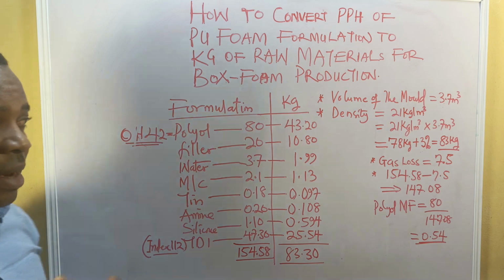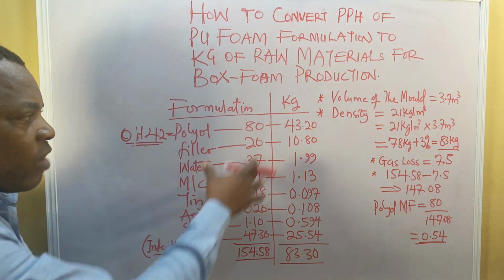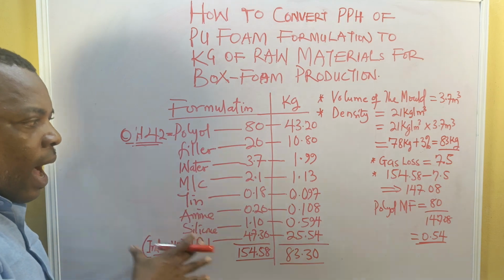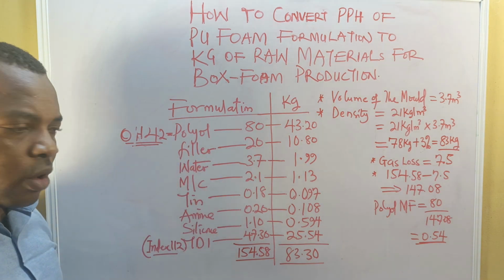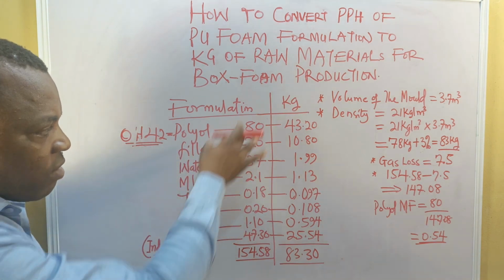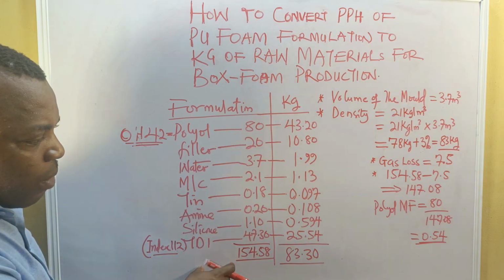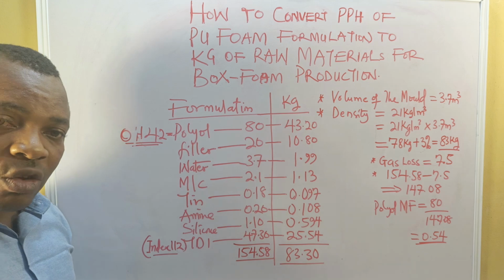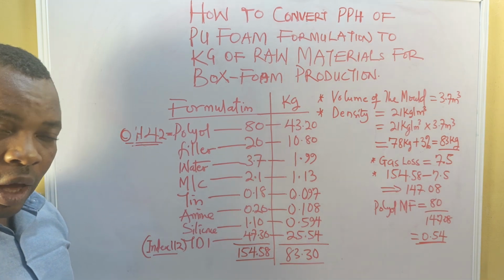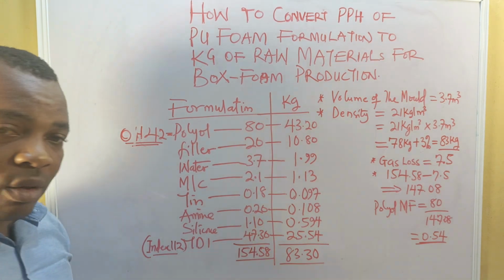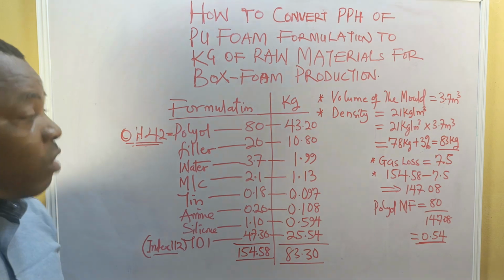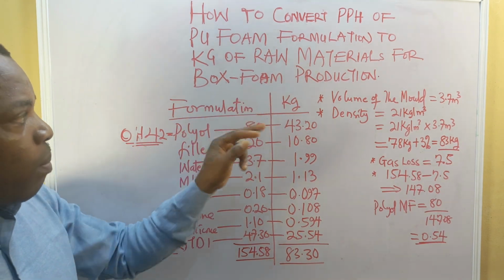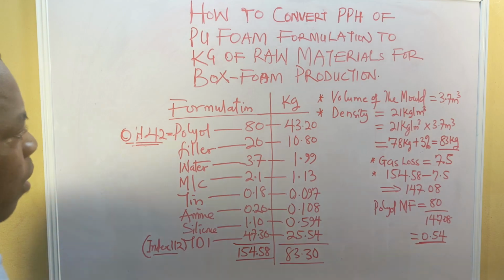Are we all together? And I did say that all the three methods mentioned so far use the same formulation, but how we convert this part per 100 of the formulation to kg is different from that of the continuous process. It could be similar to that of the semi-continuous process, because it's close to box foam production.